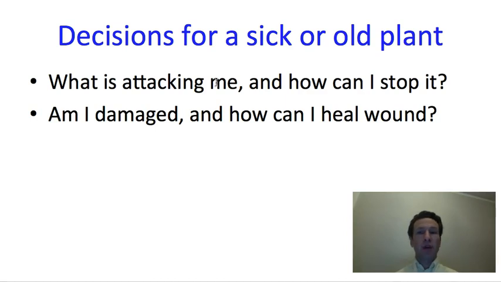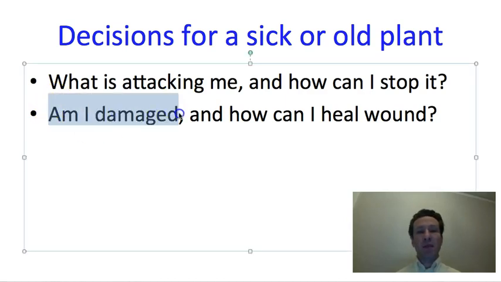This could involve dropping off the sick part of the plant. It could involve making defensive chemicals. It could involve building stronger walls to deter the pathogen from moving further into the plant. And if a plant is damaged, maybe it's damaged by an insect or maybe just by a fallen branch, for example, then it needs to know this as well, and it needs to be able to initiate a wound response.